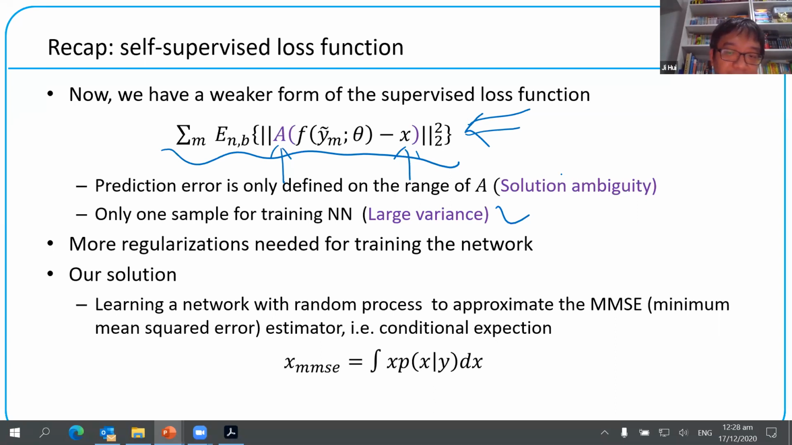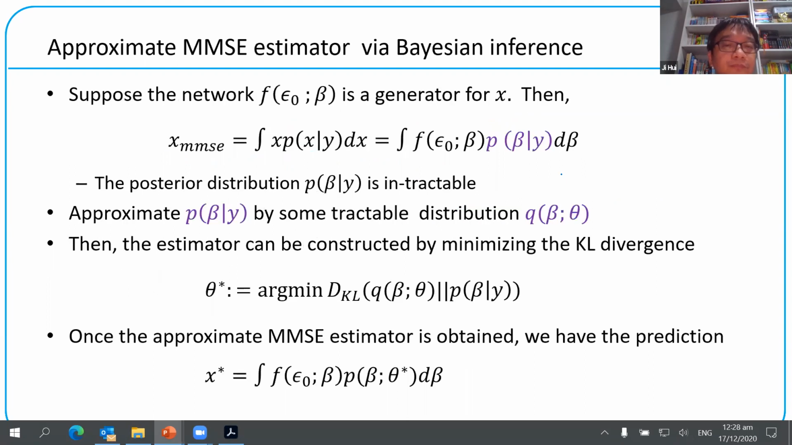How to do it? We check again and try to find the recipe in Bayesian inference. We try to approximate the MMSE estimators by using a network with a random process. This is quite a classic way to do Bayesian inference.